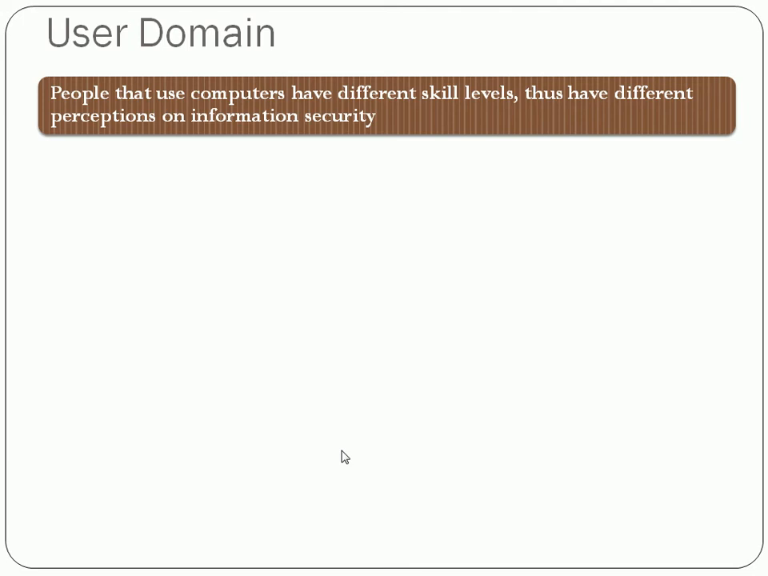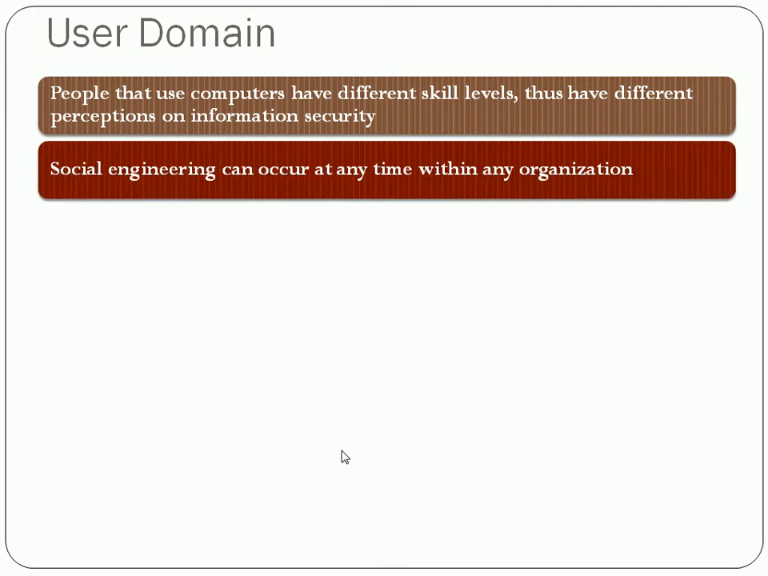So I think people even have perceptions of themselves that may not be entirely accurate, and I think people do try to use that as an excuse. Social engineering can occur at any time within any organization, so I'm sure all of you are familiar with social engineering, and it's basically when people get tricked into doing something that they shouldn't do.